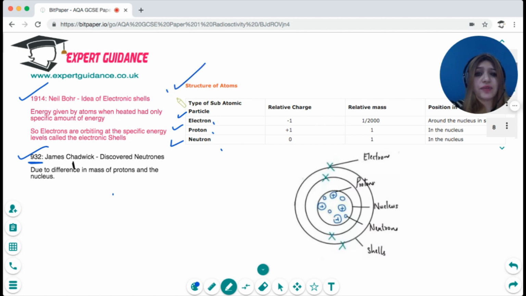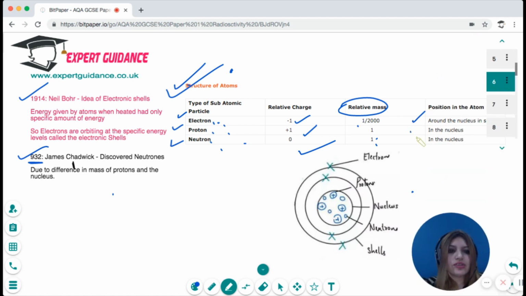This table is very important, I stress, in chemistry as well. So the electron's charge is -1, the proton is +1, and the neutron has no charge. On the other hand, the relative mass of the neutron is 1, the proton is 1, and the electron is 1/3000. The electrons are moving around the nucleus in shells. The protons and neutrons are in the nucleus.